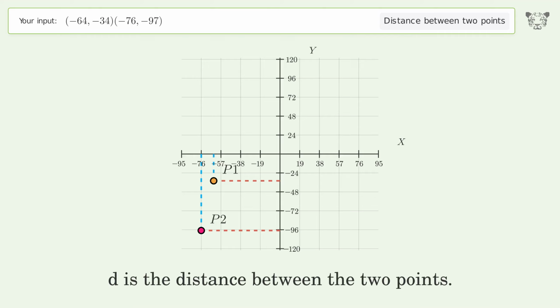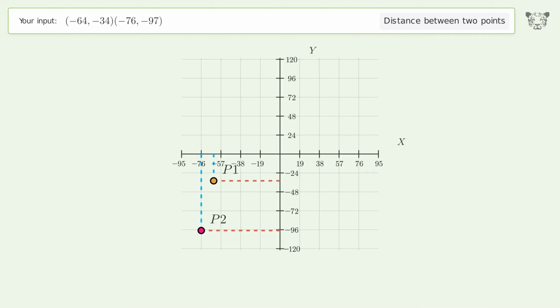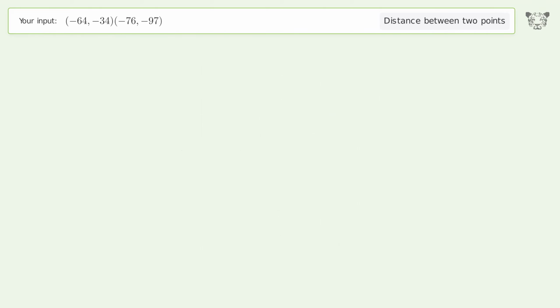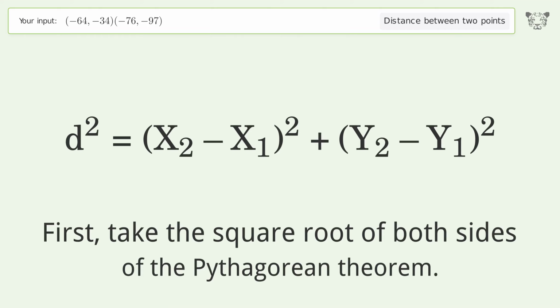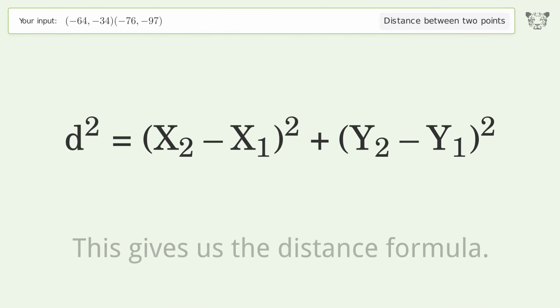D is the distance between the 2 points. First, take the square root of both sides of the Pythagorean theorem. This gives us the distance formula.